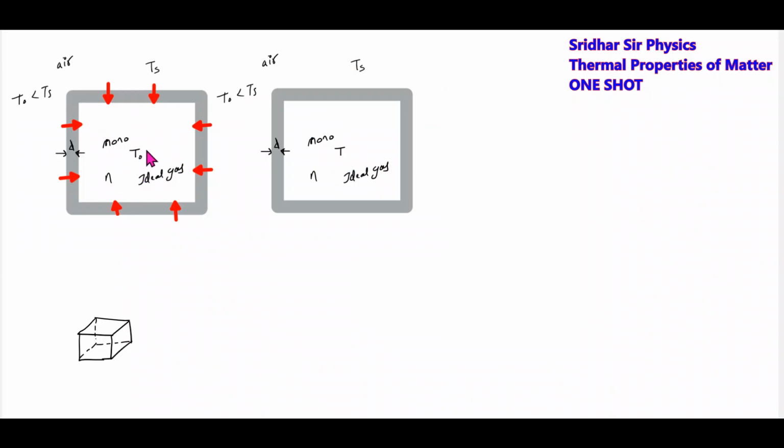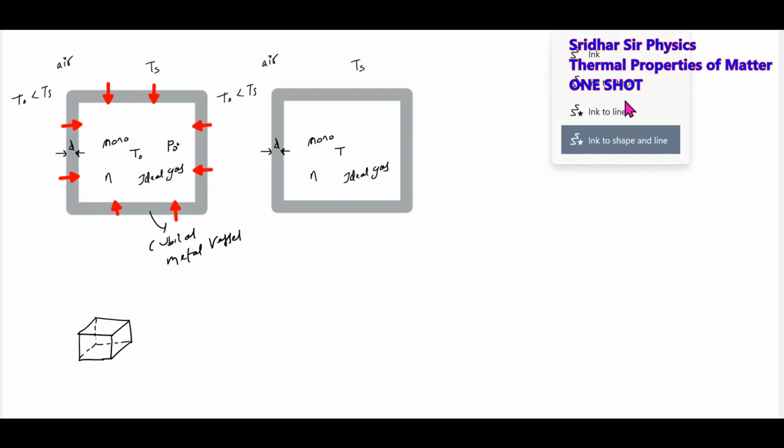We have the ideal gas. It has initial temperature T0. Outside is the surrounding temperature. This is a cubical metal vessel. Inside that, ideal gas is filled, n moles of monatomic ideal gas, having initial temperature T0 and initial pressure P0. Outside temperature Ts is greater than the temperature of the gas. So as the temperature of the surrounding is more than that of the gas, the heat will flow from the surrounding into the chamber. It will flow in from all 6 faces.